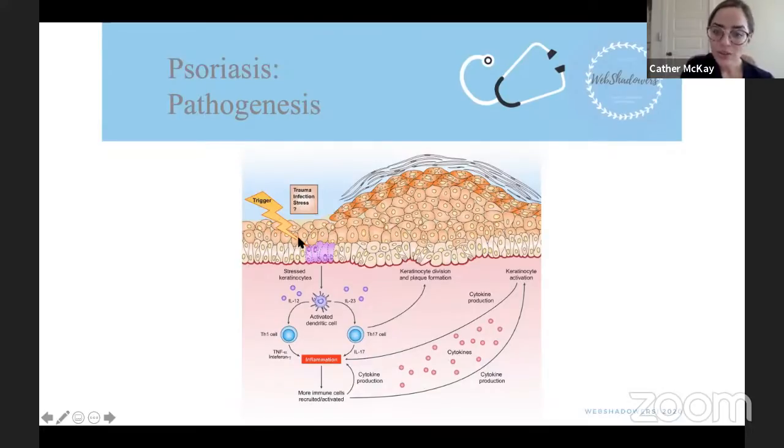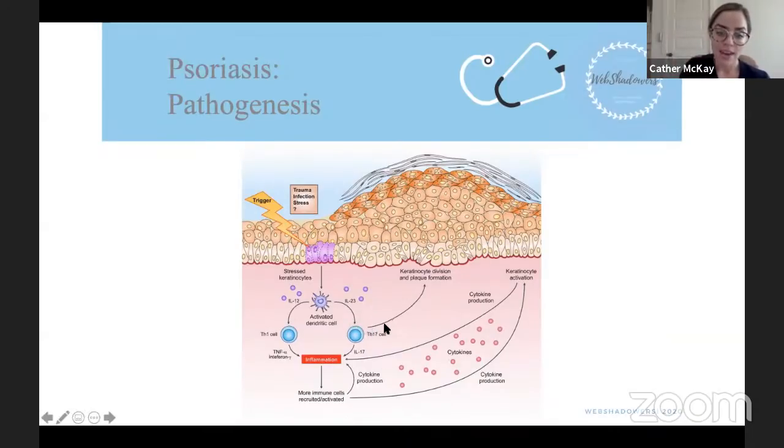Okay, so unknown trigger, underlying genetic predisposition is the case for most conditions, honestly, and then some sort of trigger, you get a stressed keratinocyte, it activates part of the immune system, and then you get activated T cells. Th17 has really become a major player in psoriasis. And then you get a cascade, and it just snowballs, and you get more and more inflammation.